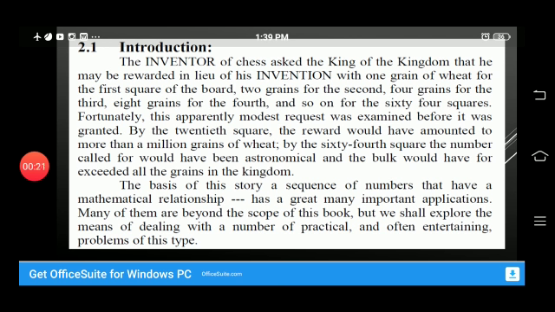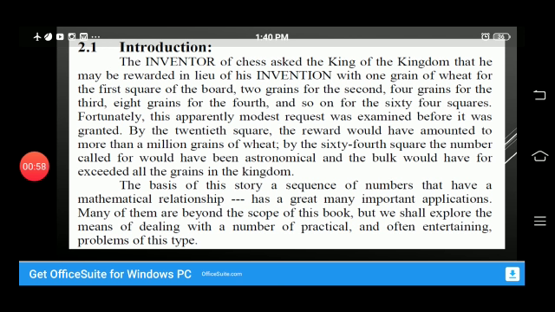Introduction. The inventor of chess asked the king of the kingdom to reward him for his invention with 1 grain of wheat for the first square of the board, 2 grains for the second, 4 grains for the third, 8 grains for the fourth, and so on for the 64 squares. Fortunately, this apparently modest request was examined before it was granted. By the 20th square, the reward would have amounted to more than 1,000,000 grains of wheat.